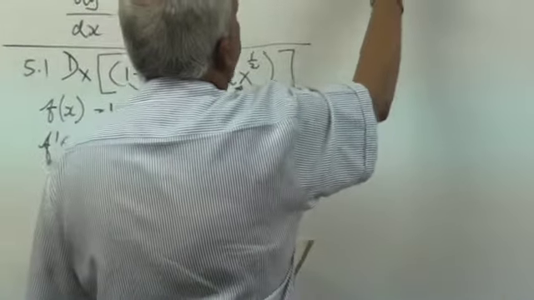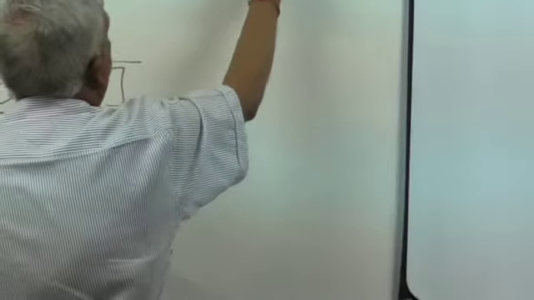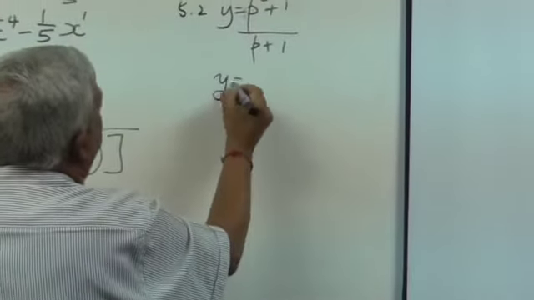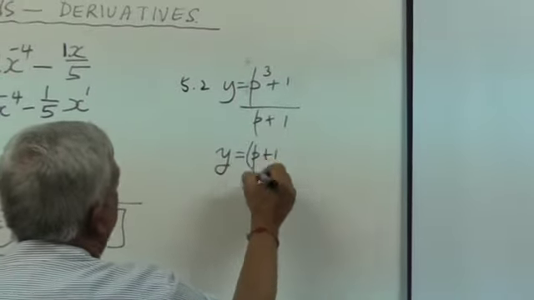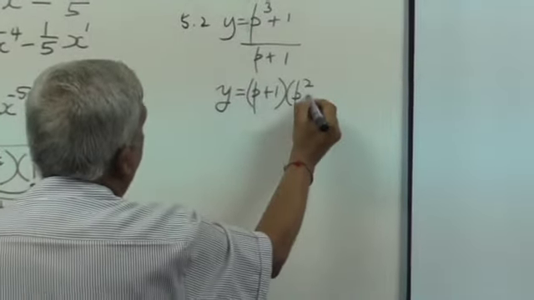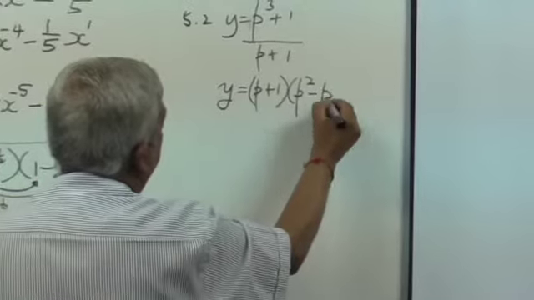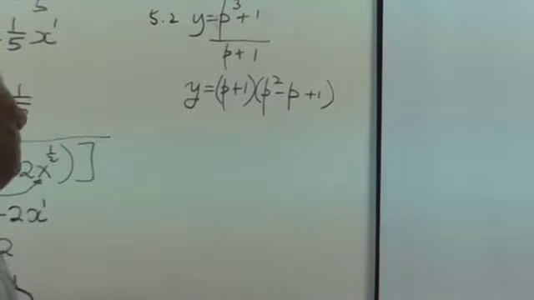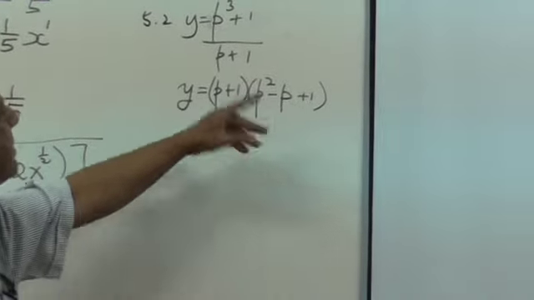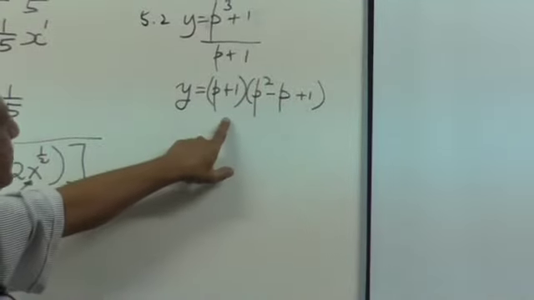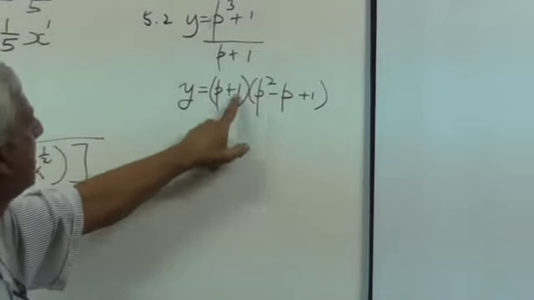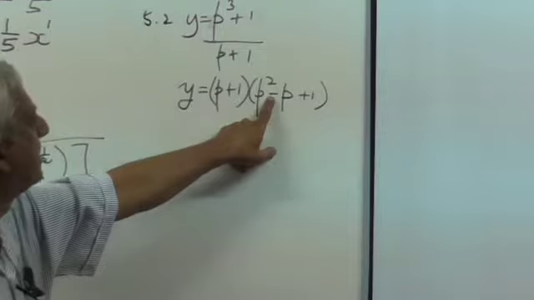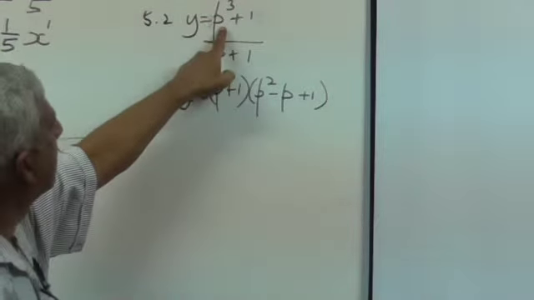In 5.2, you've got y is equal to p cubed plus 1 all over p plus 1. Then you will have to factorize this. So it will be p plus 1 into p squared minus p plus 1. You've got to know your cubic factorization. The factorization for that is p plus 1 into p squared, 1 squared, multiply these 2 and write it in the middle, put an opposite sign. I'll repeat again. That's a sum of 2 cubes.